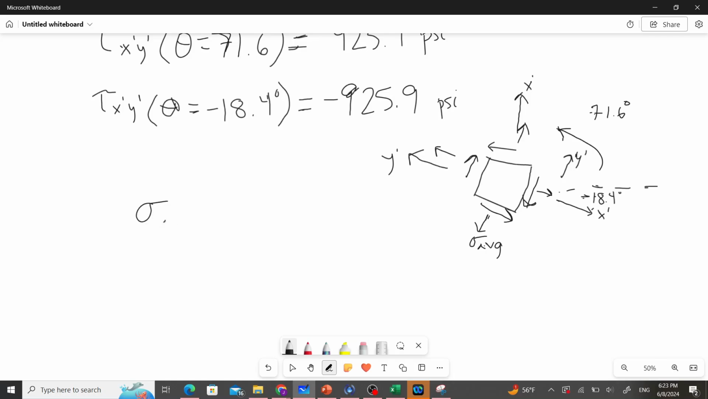And sigma average is the average of the two in-plane normal stresses. So that's sigma x plus sigma y divided by 2.